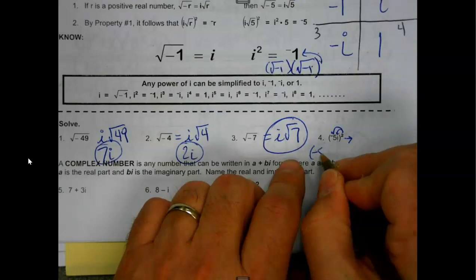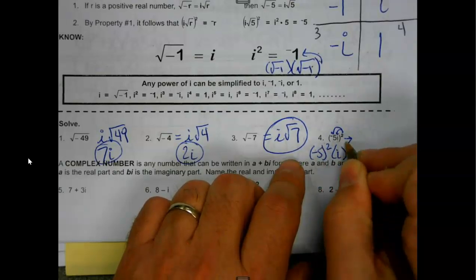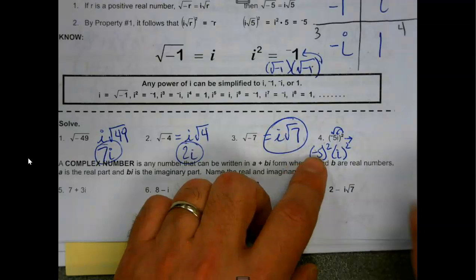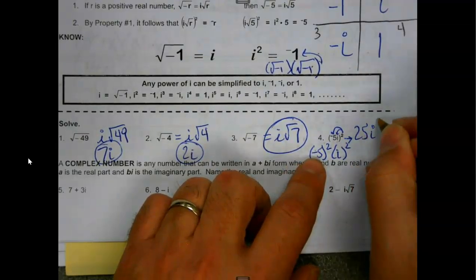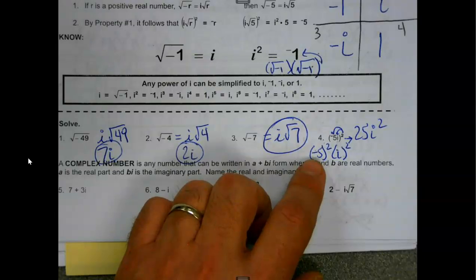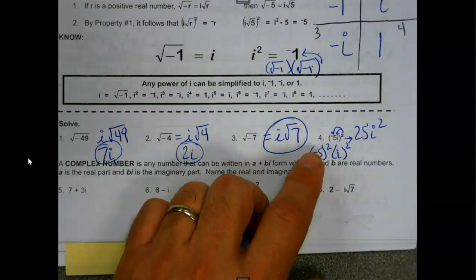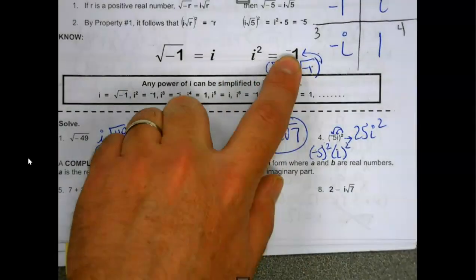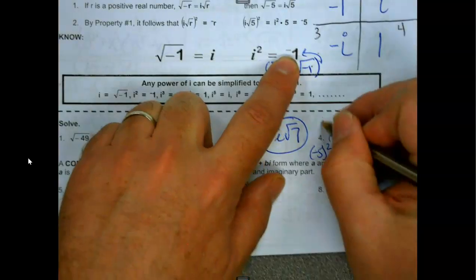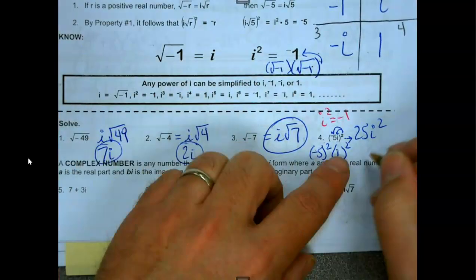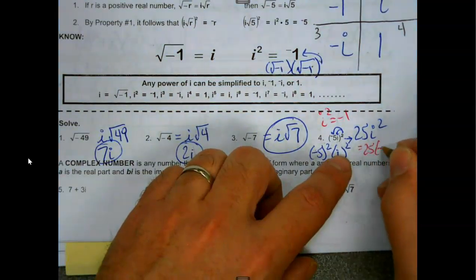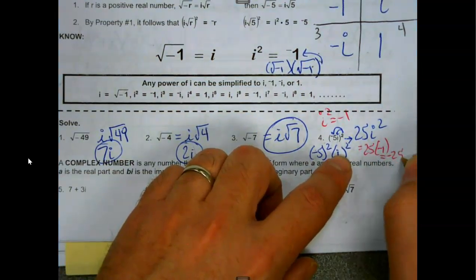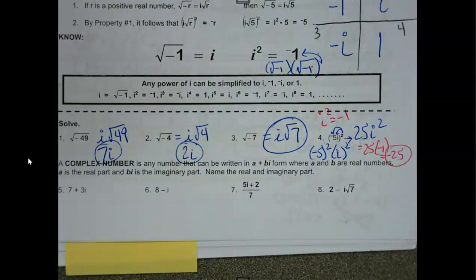So I've got negative 5 squared and i squared. So you're like, all right, 25 i squared. But i squared is really negative 1. So if that's true, then this is really 25 times negative 1, or negative 25.